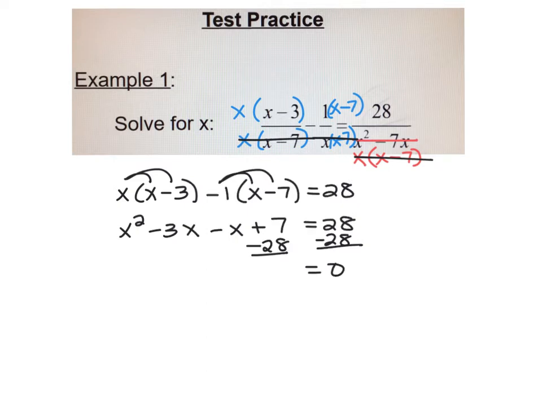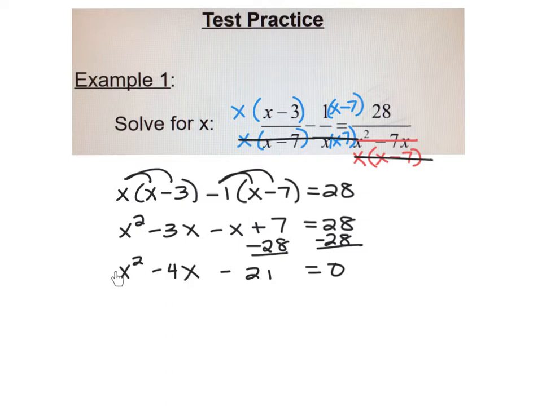All right, so over here, let's just combine our like terms. Now, x squared doesn't combine with anything, so I'm going to bring it down. Negative 3x and negative 1x combine to give me negative 4x. And then positive 7 minus 28 combine to give me negative 21. All right, so this isn't so bad. We're just going to factor.